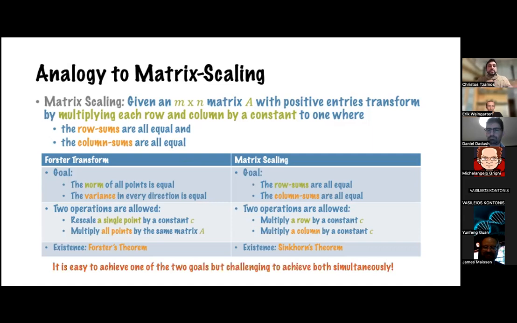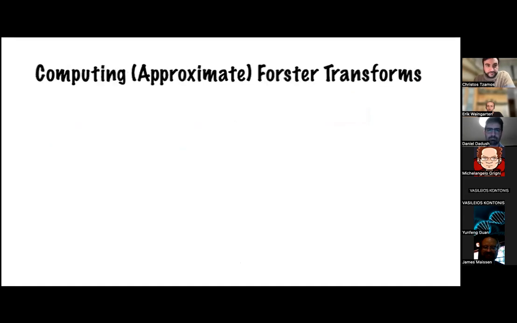What's common in both problems is that you have two goals that you have to achieve at the same time. It is quite easy to achieve either of them separately, but achieving them both simultaneously is quite challenging. For example, in matrix scaling, it's always simple to divide all the rows by the sum of the row. But achieving both the row sums and column sums to be equal is harder.